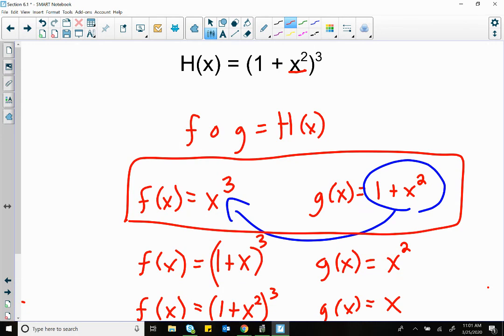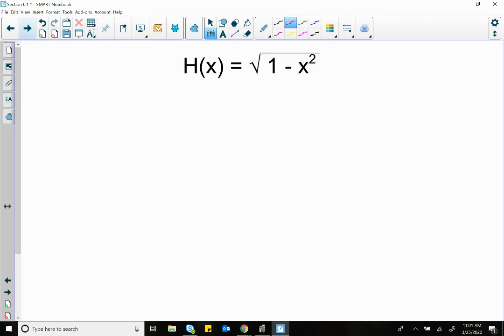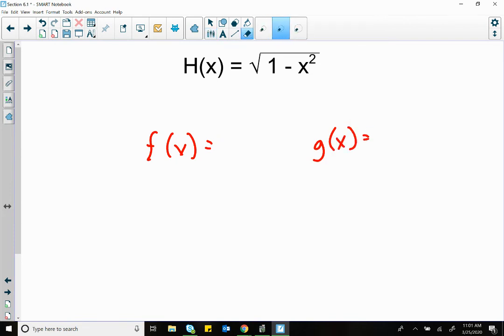All right, I got one more. Go ahead and give this one a shot. Again, think pretty straightforward on this, all right? And pause it and write out what is your f of x and what is your g of x. What are the two functions that make this up? Go.